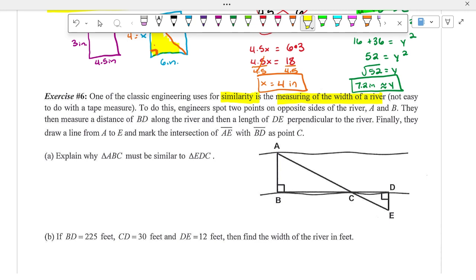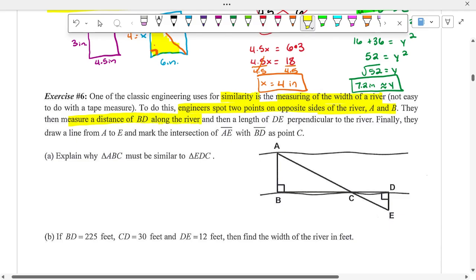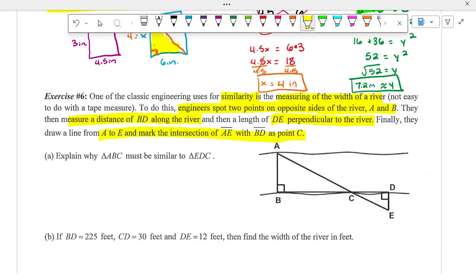All right, so engineers spot 2 points on opposite sides of the river, A and B. They measure the distance of BD along the river and then the length of DE perpendicular to the river. So in other words, spots on the ground. Finally, they draw a line AE to mark the intersection of AE and BD at point C. So explain why this triangle needs to be similar to this triangle.